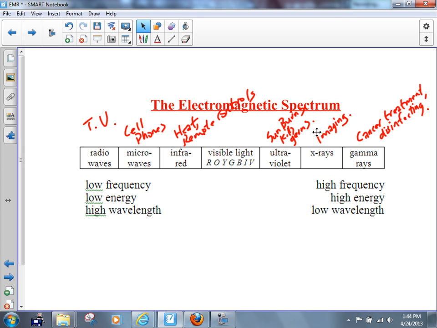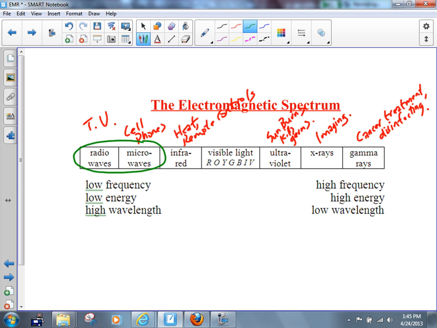Let's take a look at the causes of each of these types. So this is some of the places where they're used, or some of the places we see them. Let's take a look at the causes. We're going to group some of them together at least. Radio waves and microwaves are both produced in the same basic way. They're produced by oscillating electric charge.